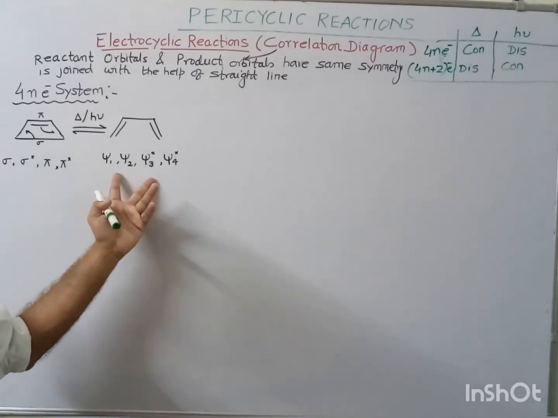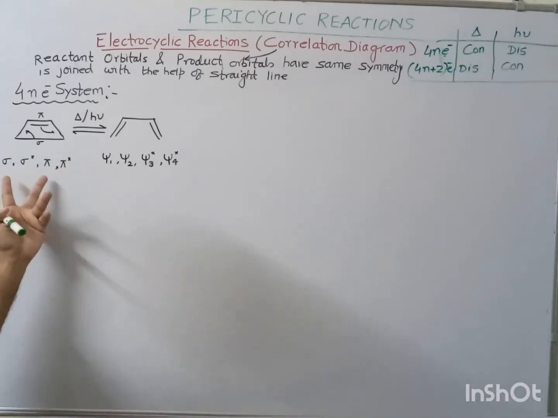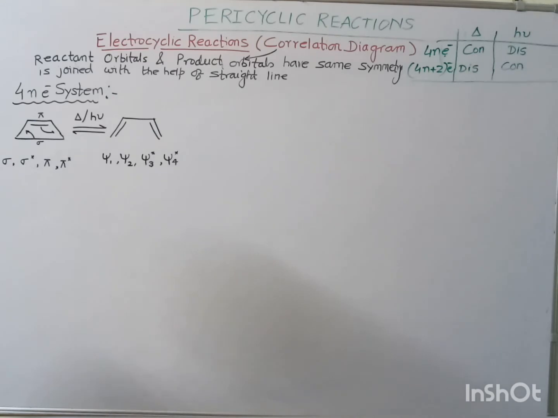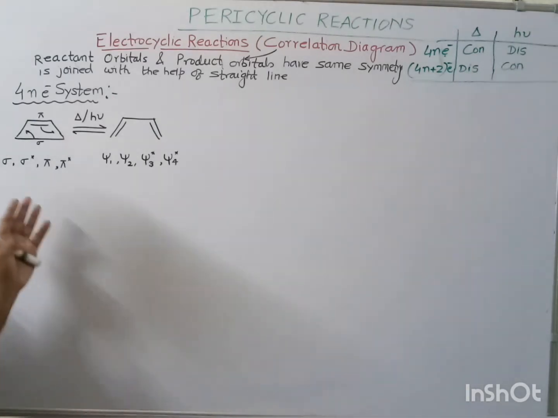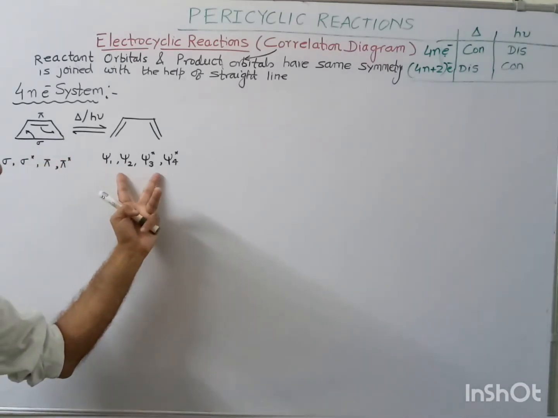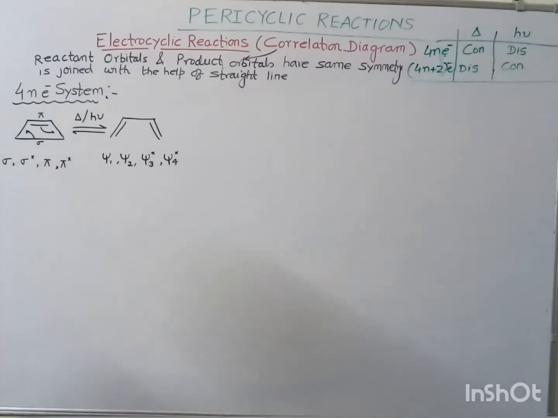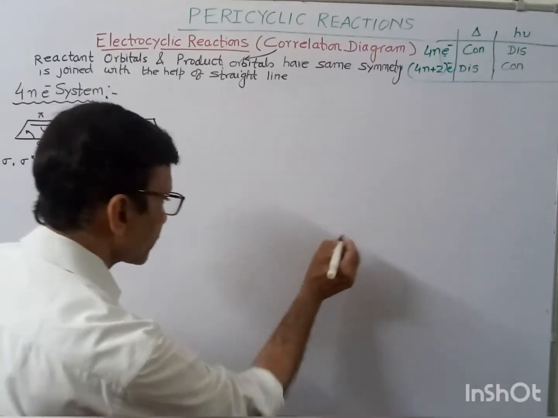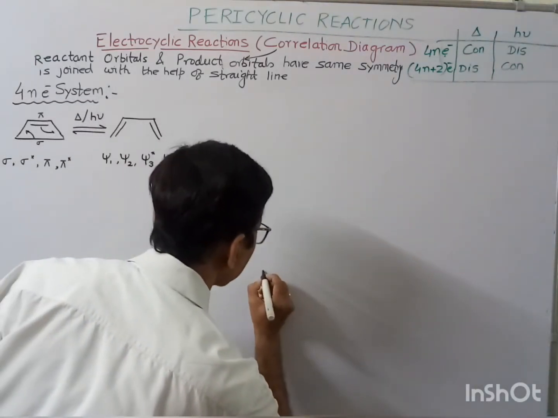So these are the product molecular orbitals, these are the reactant molecular orbitals. Now we can draw the molecular orbitals of this at one side, and at the other side we will draw the molecular orbitals for this product. So let's see.